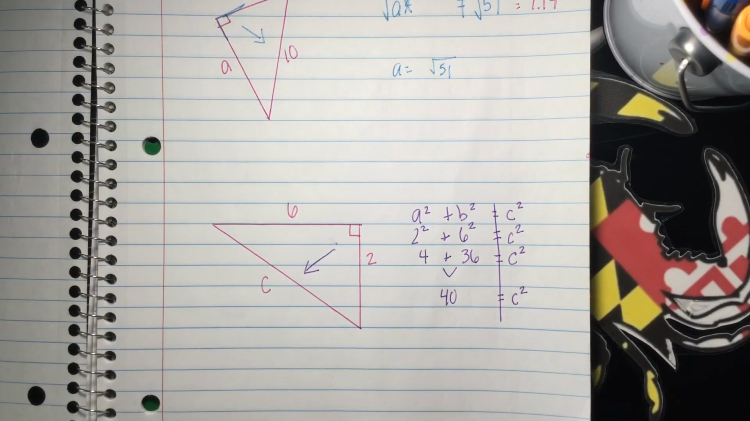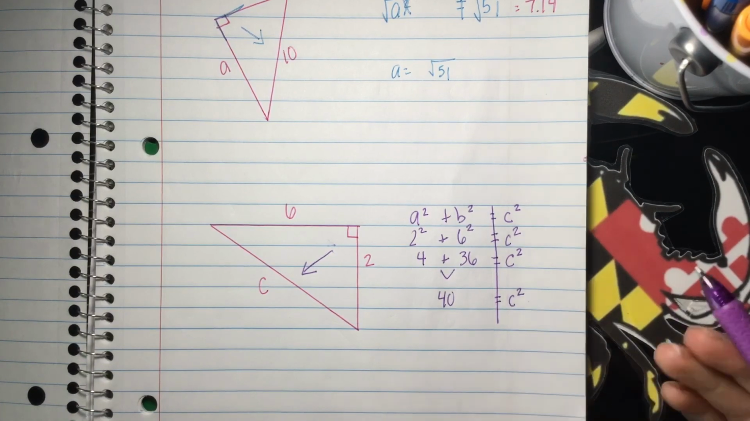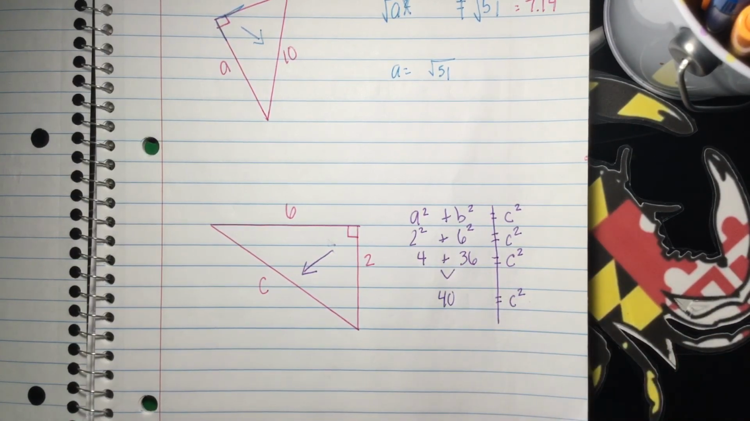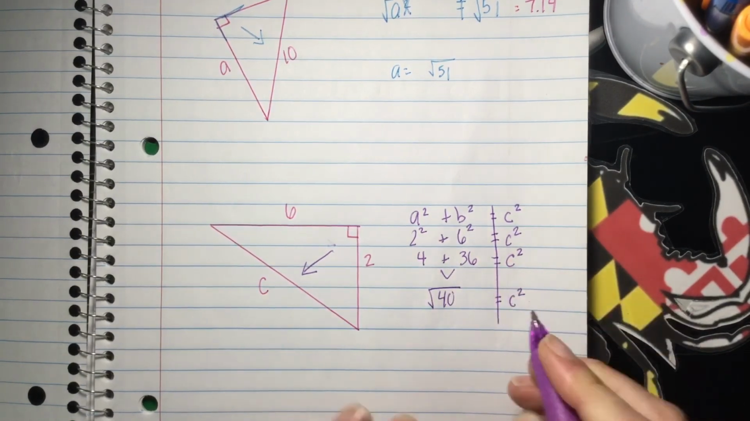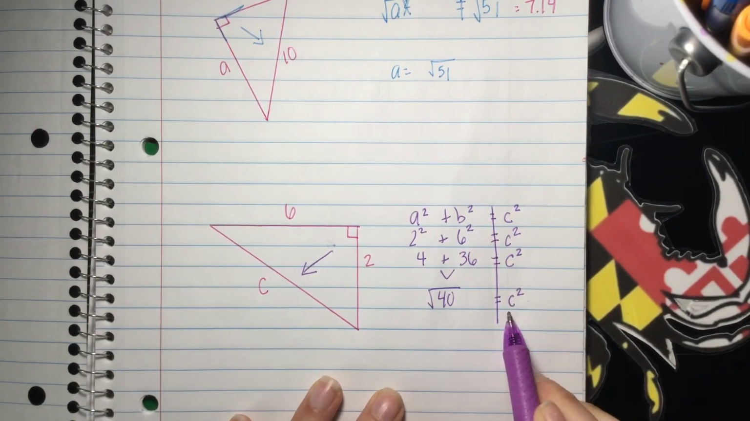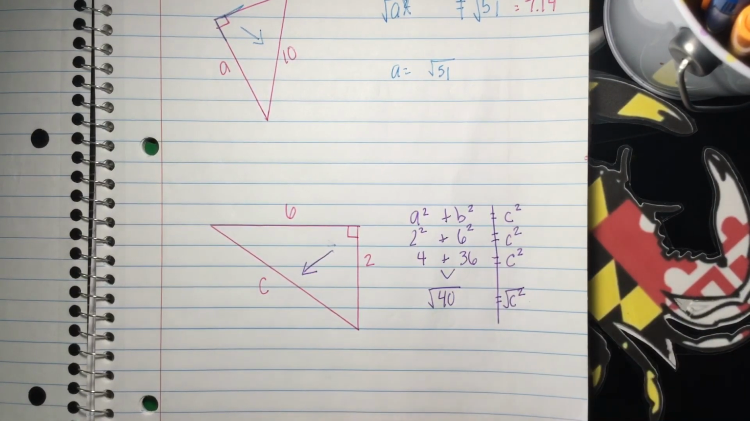Now remember, we need to use the square root to get rid of the squared, right? So that's always going to be your last step. So we're going to square root. When you get to this part, in order to get c by itself, you've always got a square root. Now you might think, oh, we're done. We've got our 40 here. It's not a perfect square.